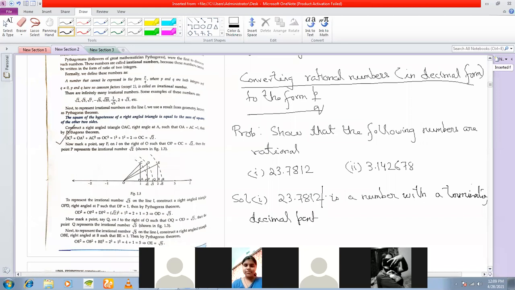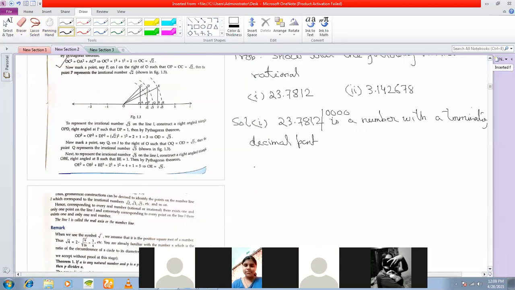Right? Because after this 2, you get only zeros, isn't it? So therefore, we say hence 23.7812 is a rational number. Okay, next one.